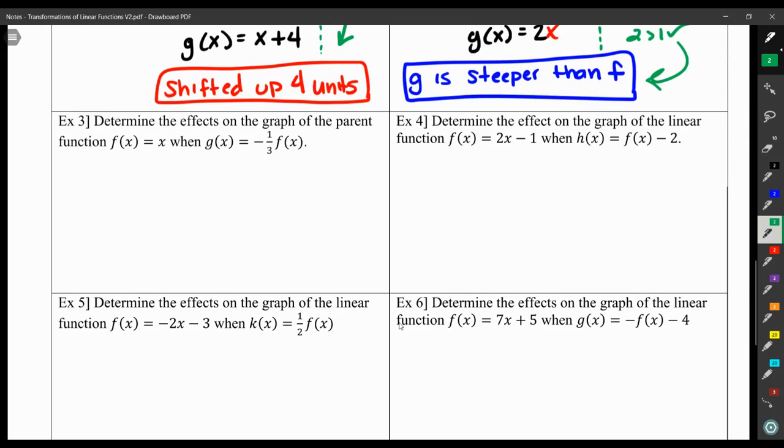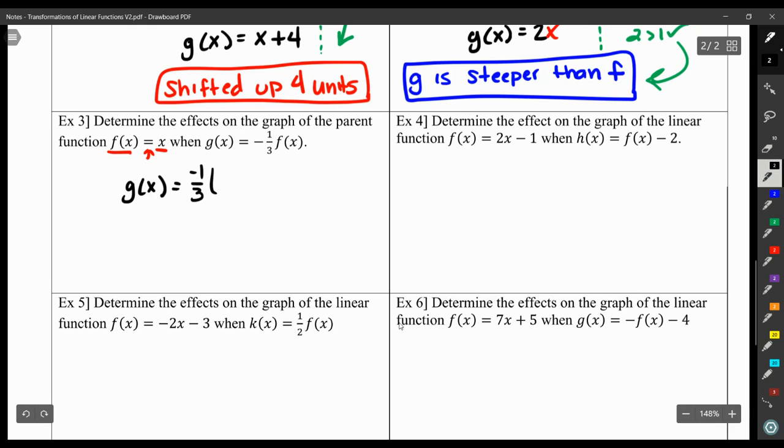f of x equals x when g of x is equal to negative 1/3 f of x. And so again, I notice that f of x and x are equivalent, so I can replace them as I need. And so g of x will equal negative 1/3 times f of x, which I'm going to replace with x, because that's what they are equal. And then I can simplify by basically getting rid of the parentheses. So what I have is my new function, g of x, is equal to negative 1/3 x.